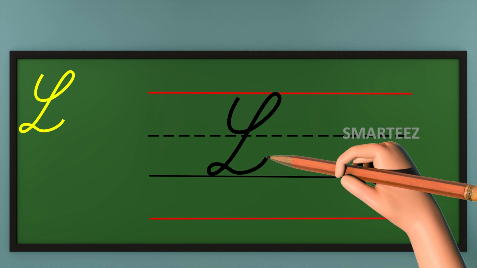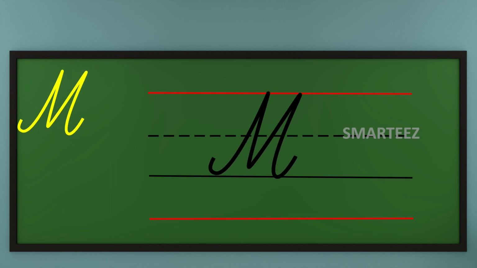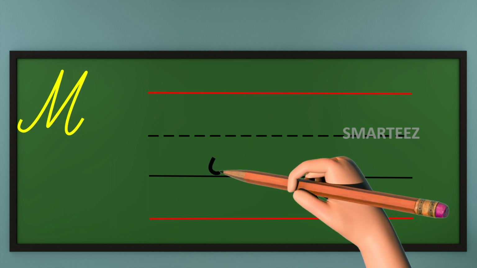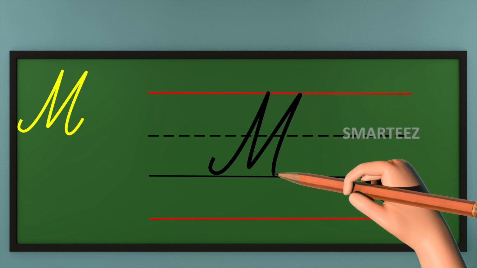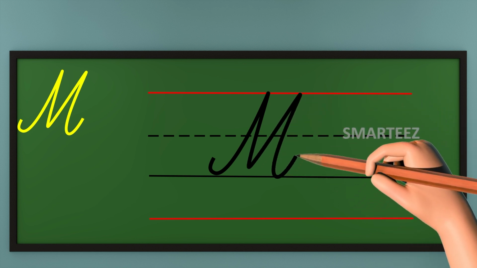Okay, the next character is M. You write M like this. Okay, we are halfway there. I hope you're able to follow me. You need to practice a few times every day.